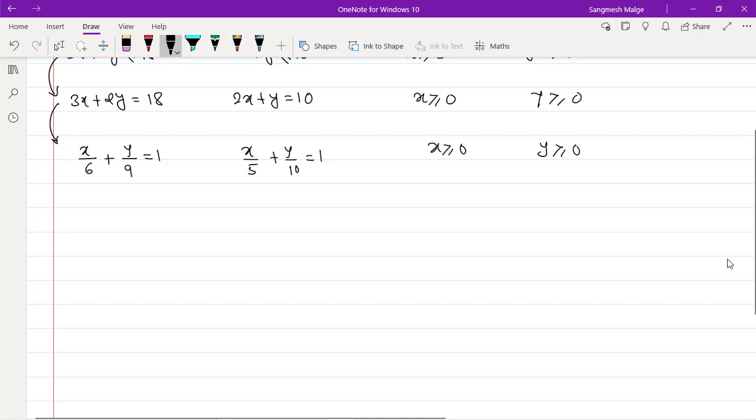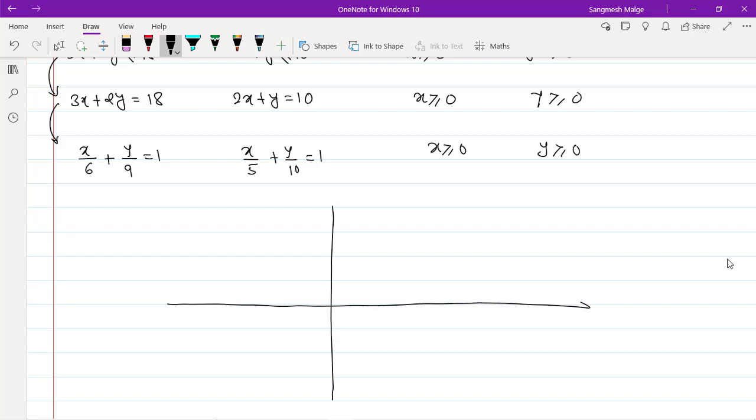So let me draw the y-axis and x-axis here. So this is what we get, the y-axis and x-axis. Perfect. So let's have the 6 on the x-axis, so here we have somewhere 6, and 9 on the y-axis. Suppose this is 9 we have on the y-axis. Let's join these two points, and rewrite the equation, which is nothing but 3x plus 2y equals to 18. This is what the line equation is.